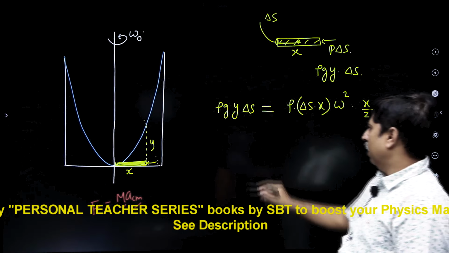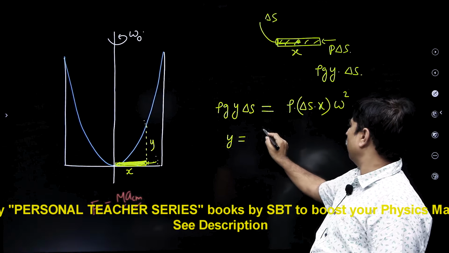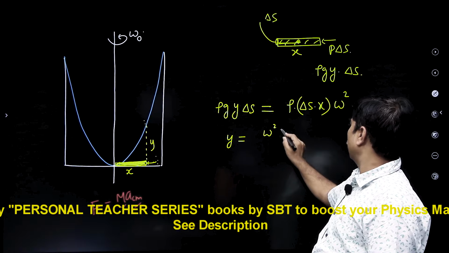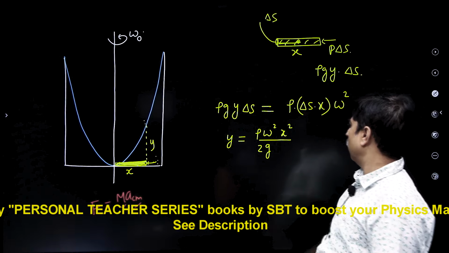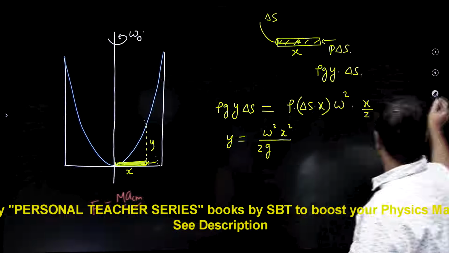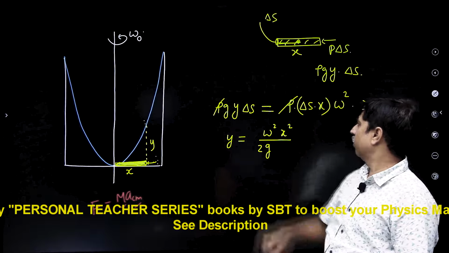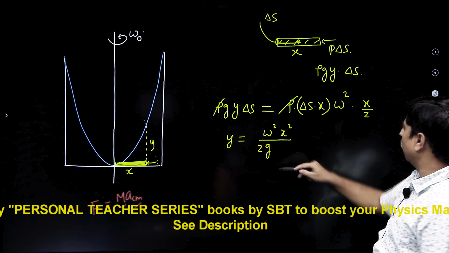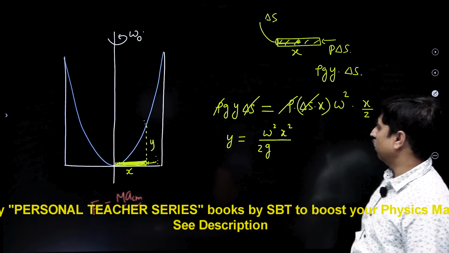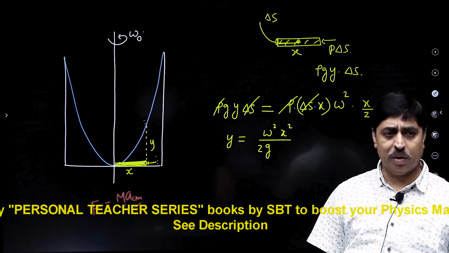So, here you can see that this simplifies to y is equal to omega square x square by 2 g rho. Is it right? Rho cancels out. G goes here, 2 comes here, x square, delta S cancels out, and this is the equation. Okay, that's fine. So, y is equal to omega square by 2g into x square.